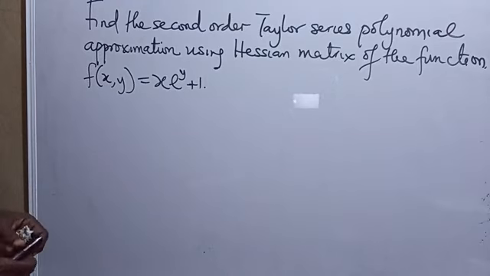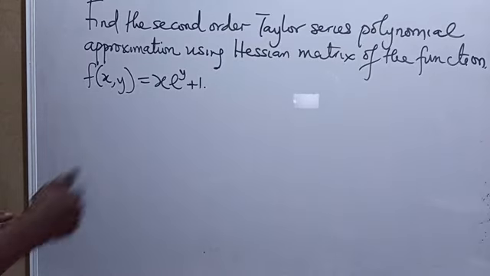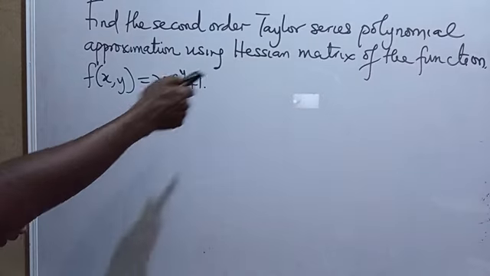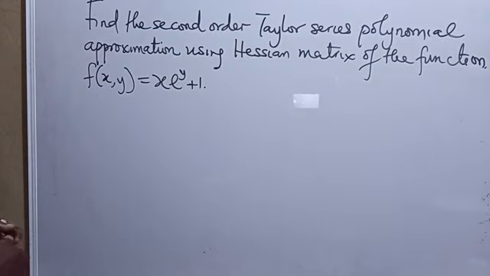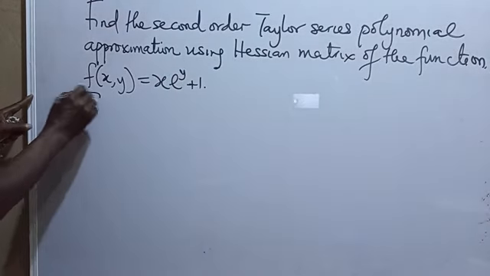This is another question coming from polynomial approximation of Taylor series. But this time around, we are going to use the Hessian matrix for the approximation. Now, let's get started.